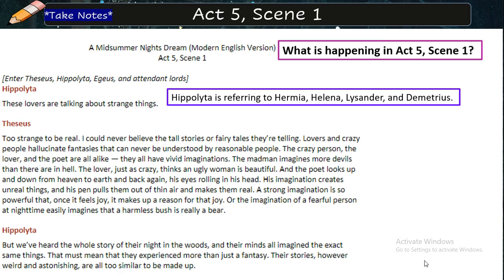And so, what's happening here? How does Theseus feel about what the lovers have said? Take a moment and jot in your notes. How do you think Theseus feels about these 4 lovers and their stories?